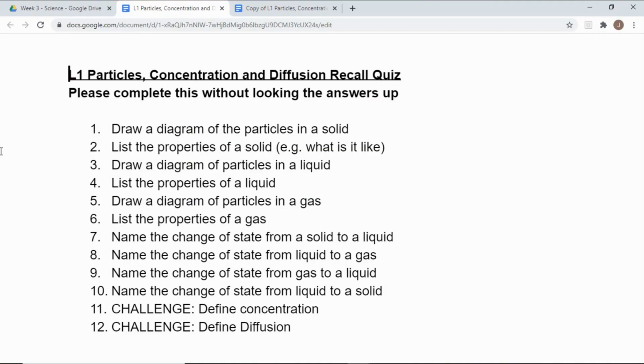This week we're going to learn about particles and diffusion. The first thing we need to do, guys, is to complete the recall task. Pause the video and complete this now.